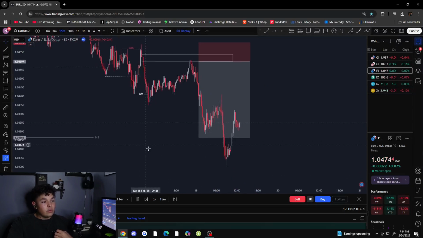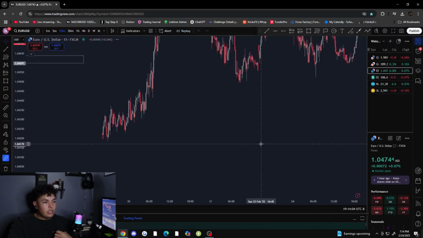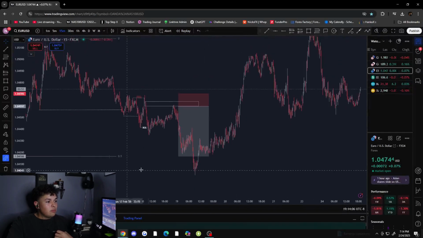And then from there, what happens? We can go to real-time price. Price comes down to the equilibrium, discount, and shoots back up, right?